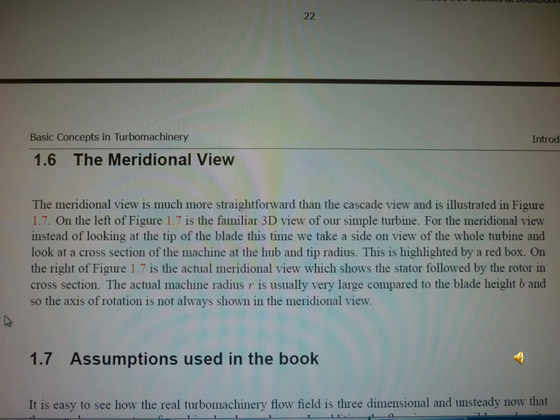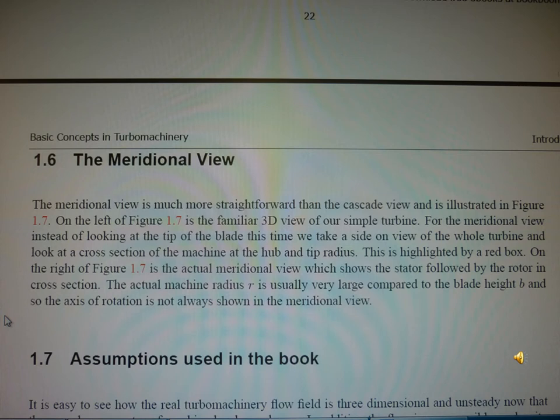On the right of the picture is an axial meridional view, which shows the stator followed by the rotor in cross-section. The axial machine's radius is usually very large compared to the blade height, and so the axis of rotation is not always shown in the meridional view.